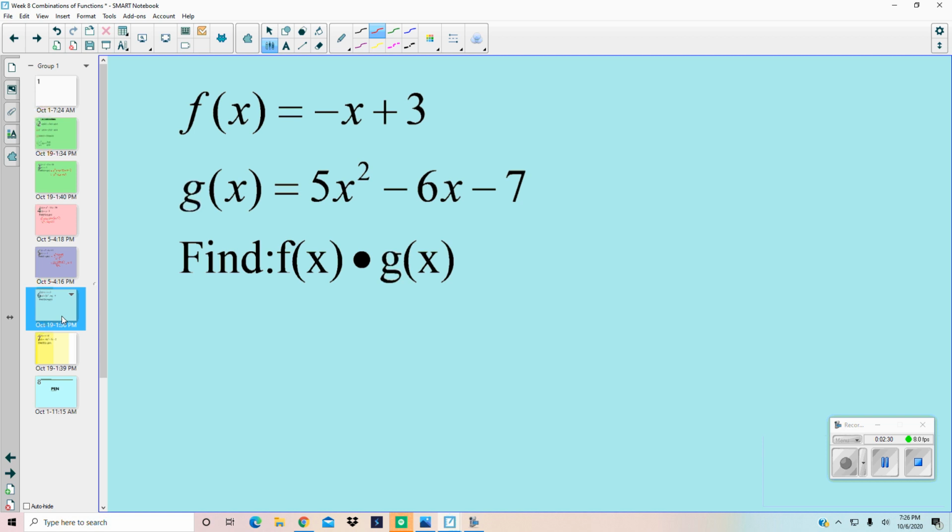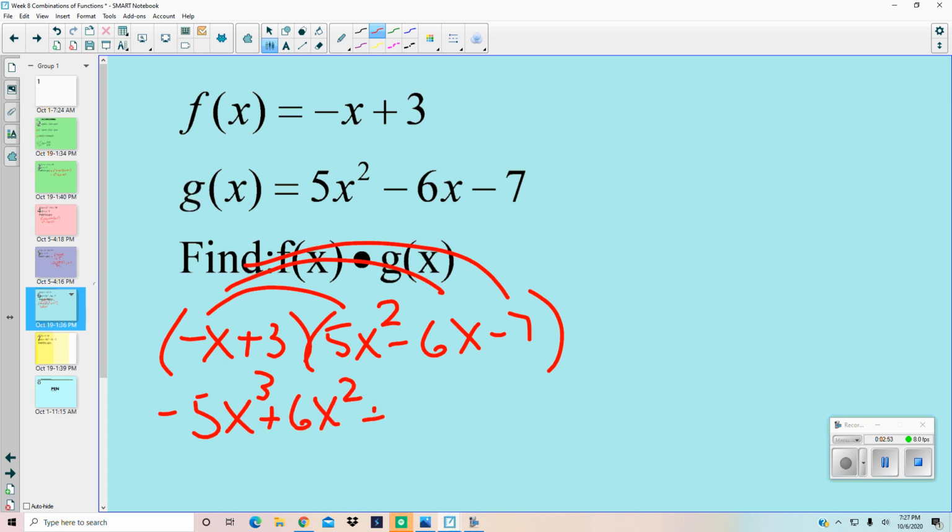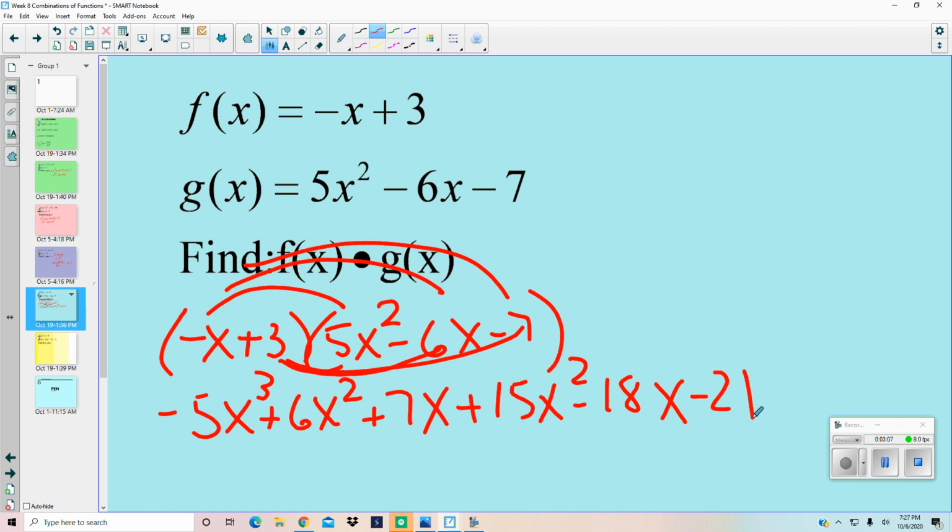Multiplication, probably the hardest, because you have to keep track of what you're doing. So I'm going to multiply the negative x times each term. When you multiply, you add powers together. And then I'm going to multiply the 3 times each term. That will get rid of the parentheses. And then combine the like terms.